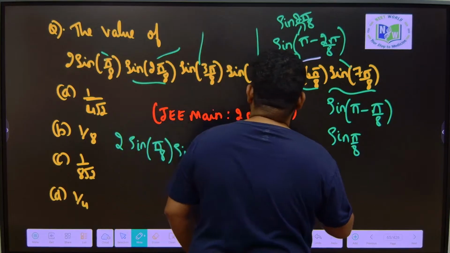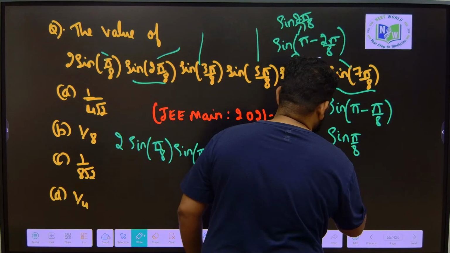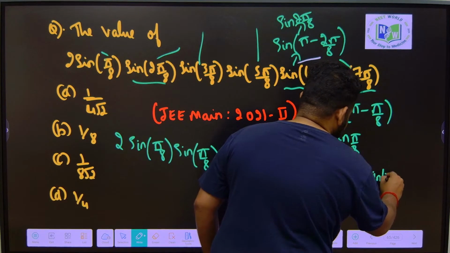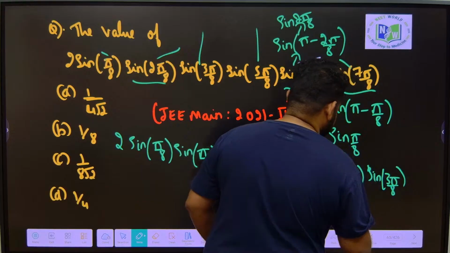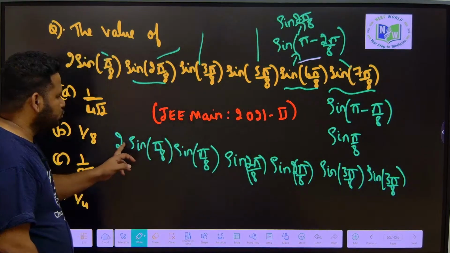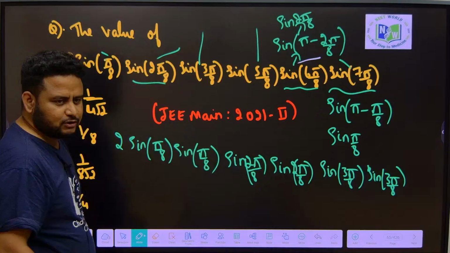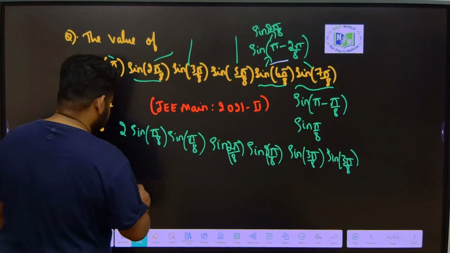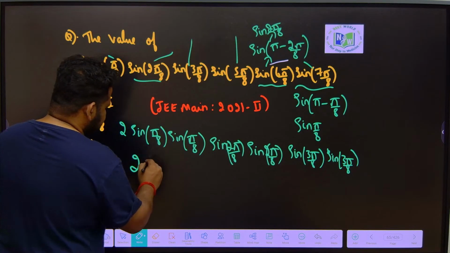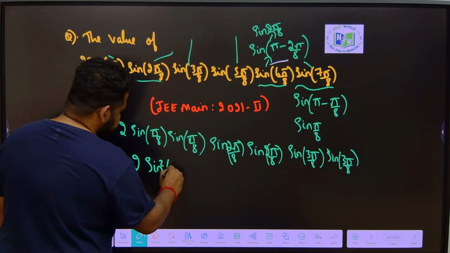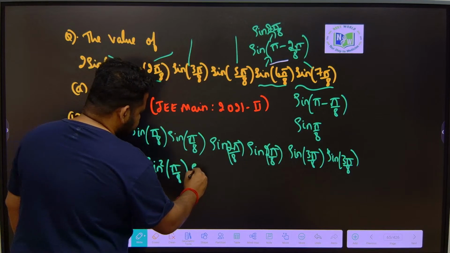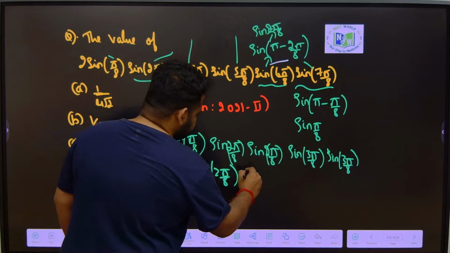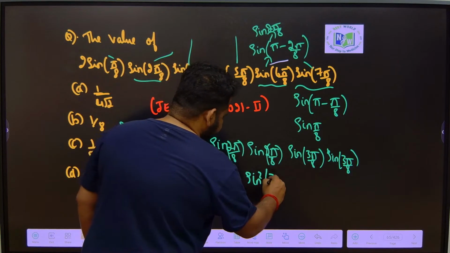This will be sin 3π/8 into sin 3π/8. Got it? So we got it like this. So I can write this as what? 2 sin² π/8. Everything is square only. So if I square it, this will become 2 into sin² π/8, sin² 2π/8, into sin² 3π/8, correct?